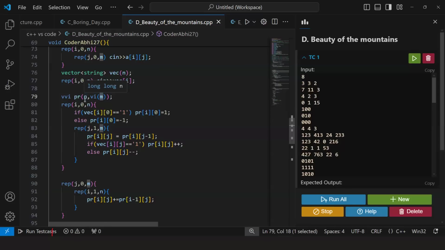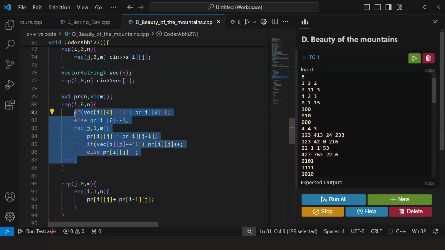Now first, for every row, I would compute the prefix array. So I'm going to every row there. If my value is 1, I would take a 1, otherwise a minus 1. This would be my initial value. Then from 1 to m, I would do prefix[i][j] equal to prefix[i][j-1], and then if it is a 1, the current value would be plus plus, otherwise minus minus. So this was the previous value, and then we are adding either a plus 1 or a minus 1, depending on the string. Through this, we have computed the 1D prefix array for each row.